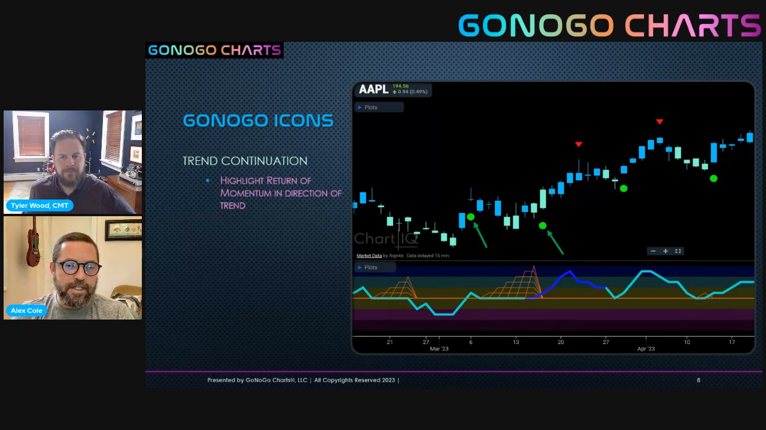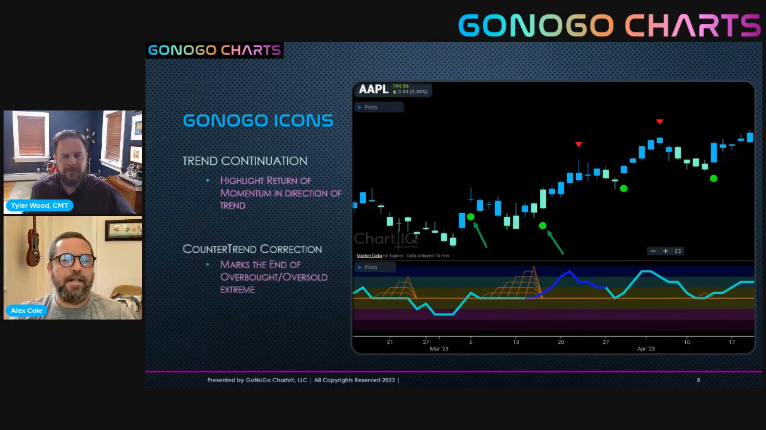Now, when a trend is in place, and as long as, Tyler, you don't drop the ball, that trend can continue as long as we catch the ball and throw it back up in the air. And that's when we see those Go Trend Continuation icons. So these green circles in a Go Trend are telling us that it's a relatively low risk opportunity to enter the trade because momentum is surging again in that direction.